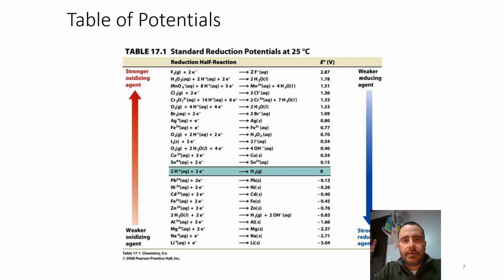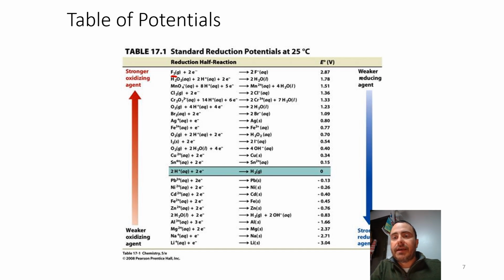Here we have a table of reduction potentials. Again, they're always reductions whenever we have these tables. Notice that our oxidizing agents are on the left-hand side. Something like fluorine is a very strong oxidizing agent. It really likes to oxidize other things, meaning it really likes to be reduced itself.